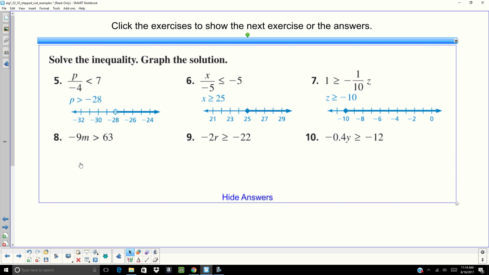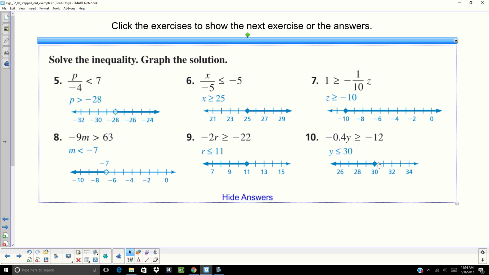Number 8, you're dividing by negative 9, flip the direction of that inequality. Number 9, you're dividing both sides by negative 2, flip the direction of the inequality. Number 10, you're dividing both sides by negative 0.4, flip the direction of that inequality.